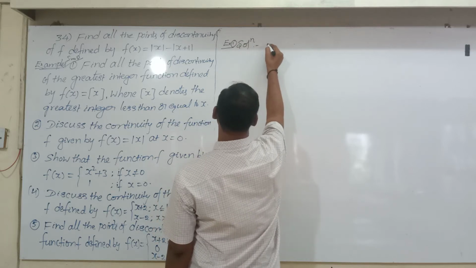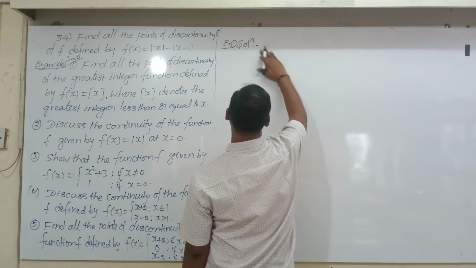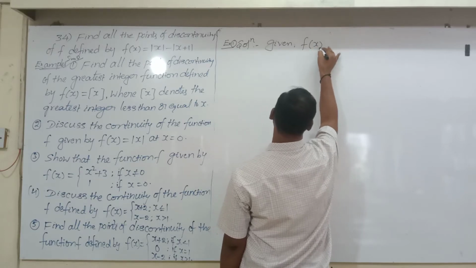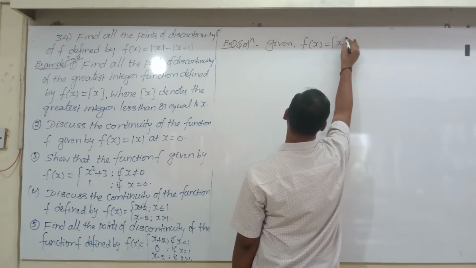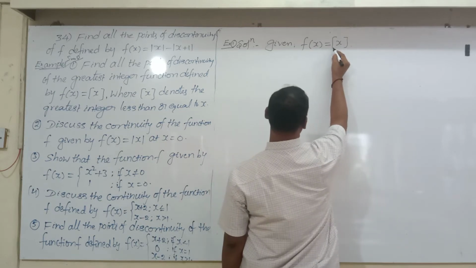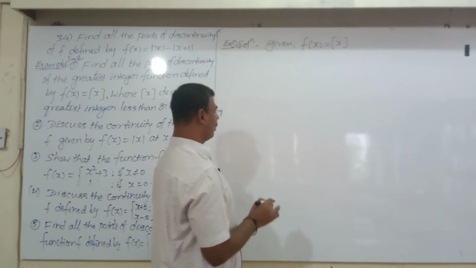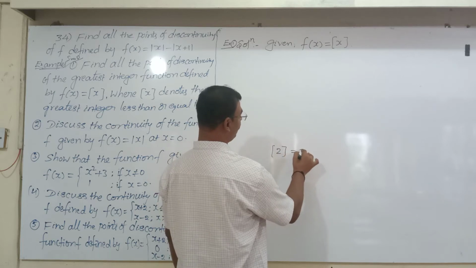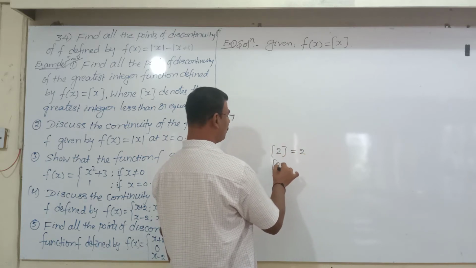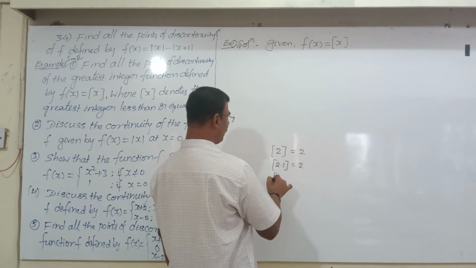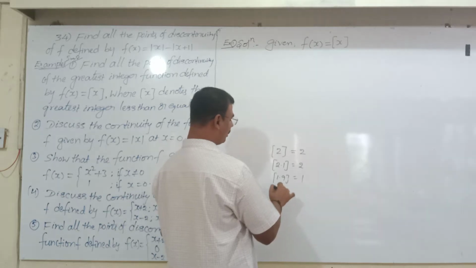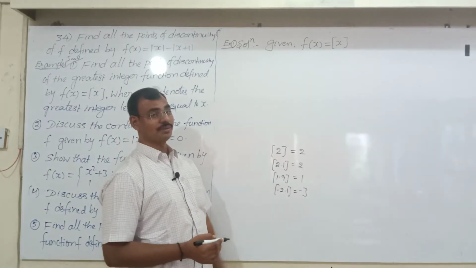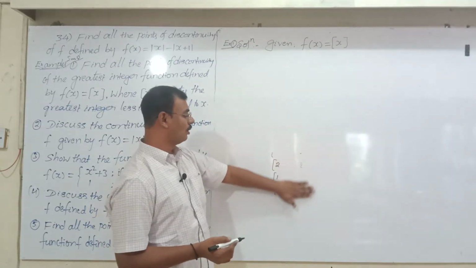Let us take the function, given f of x is equal to the greatest integer of x. We have to denote it like this. We know very well the greatest integer of 2, box of 2, is equal to 2. Greatest integer of 2.1 is equal to 2. Greatest integer of 1.9 is equal to 1. Greatest integer of minus 2.1 is equal to minus 3. We know how to find all of these numbers. So always we have to take the lower value.